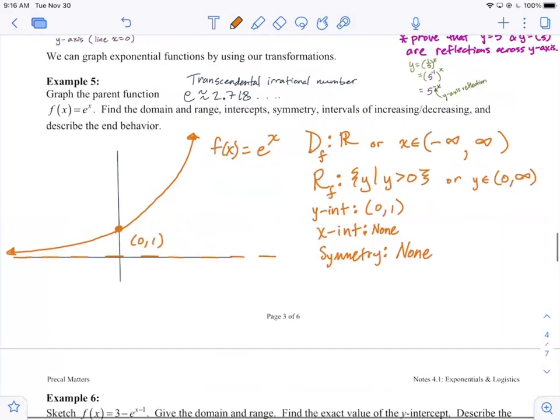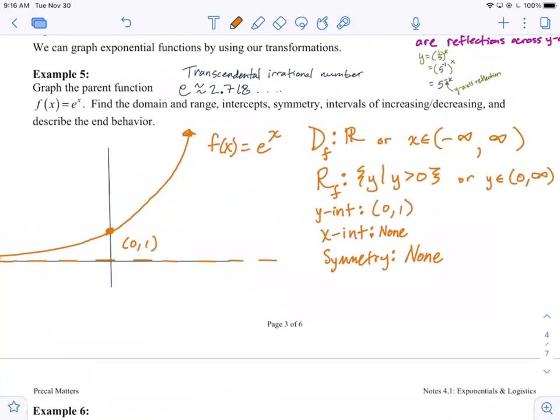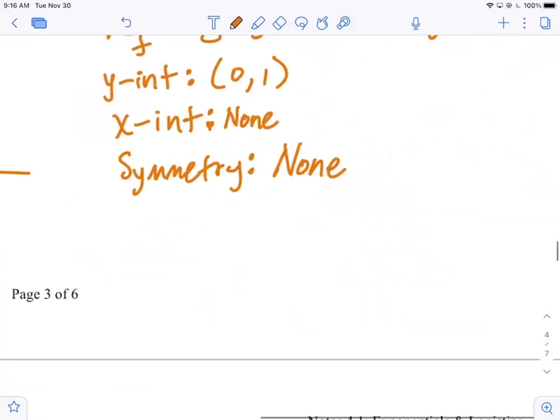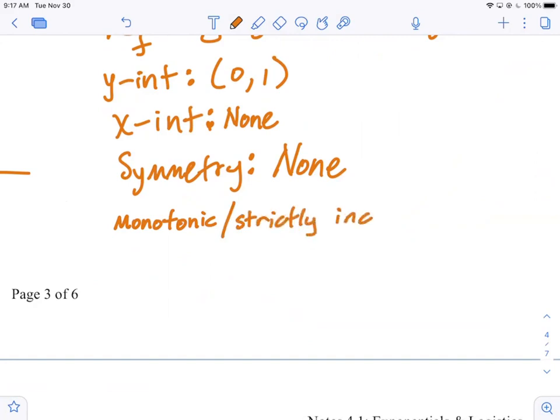So no symmetry. Intervals of increasing or decreasing. Well, this function is what? Increasing or decreasing over its entire domain? Increasing. So here's the word that we can say. We can say that it is monotonic. Monotonic, or the other term we can say is strictly increasing.